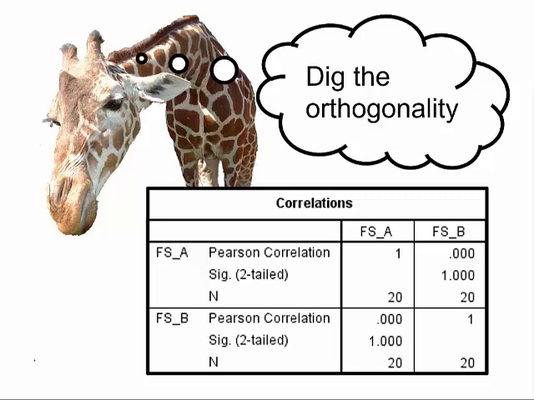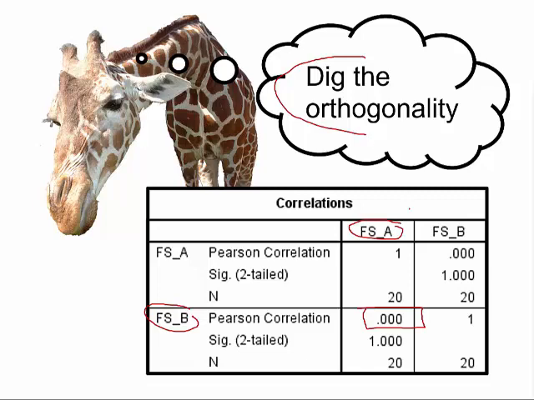So I just took that data set and I used SPSS to calculate the correlation between factor score A and factor score B, and as you can see, the correlation is exactly 0. And as our giraffe thinks up here, dig the orthogonality. Orthogonal is a word. I don't know if people ever say orthogonality, but that's what our giraffe is thinking.